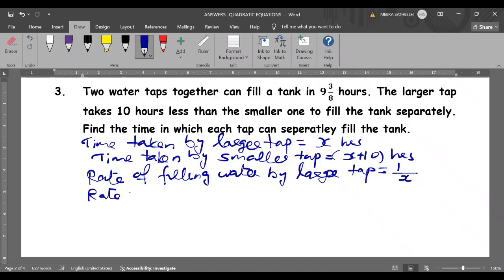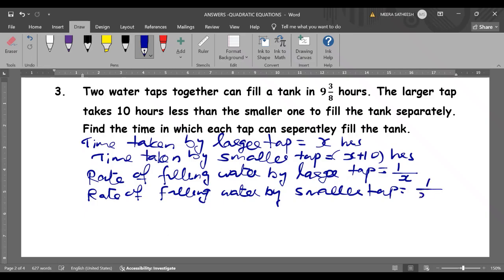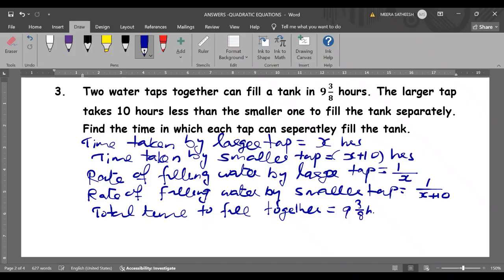Similarly, rate of filling water by smaller tap will be 1 by x plus 10. Given that together they can fill it in 9 3 by 8. So total time to fill together equal to 9 3 by 8 hours. Convert it into improper fraction. So 8 9s are 72, 72 plus 3, 75 by 8 hours.